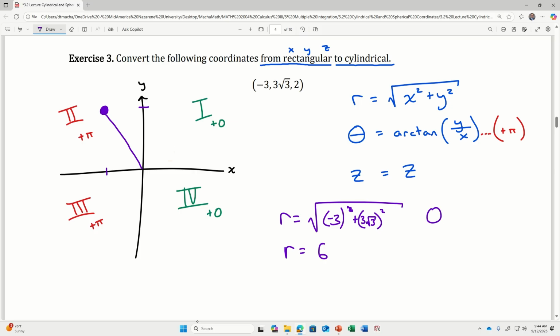For theta, we're wondering about the arctangent of 3 square root 3 divided by negative 3. And this time we will have to write plus pi because we're in quadrant 2. And so that means we will need to add pi at the end of arctangent in order to get the right angle theta.